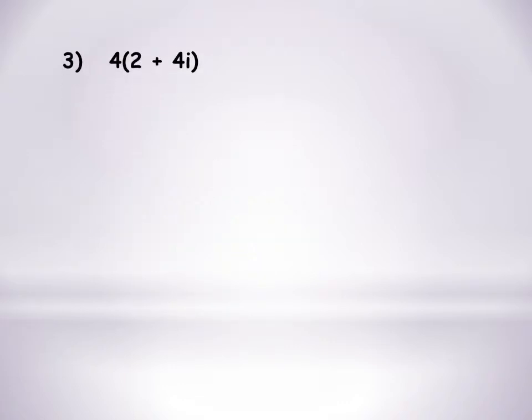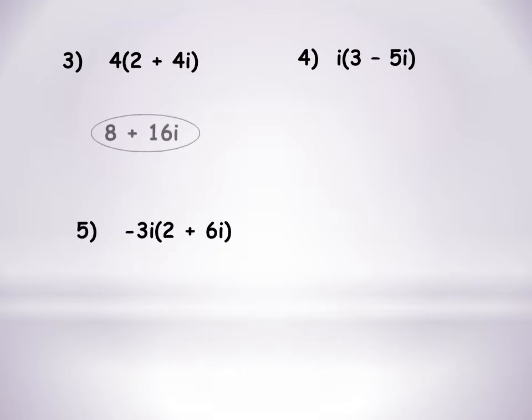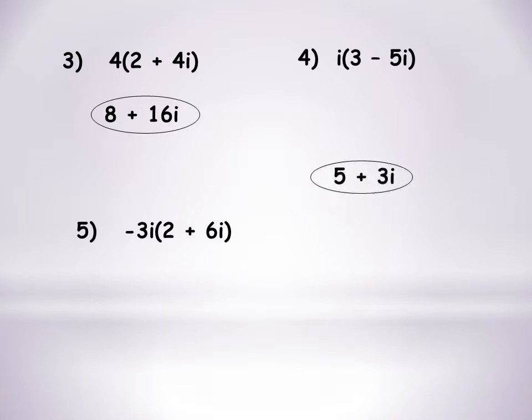When you're multiplying, you're going to do pretty much the same operations as you would do for any numbers. You would distribute the 4, and so you would get 8 plus 16i, remembering that you want to keep it in the a plus bi form, which it is already. On this next one here, you're going to distribute your i, so you'll have 3i minus 5i squared. But remember that i squared is negative 1, so this would be 3i plus 5, and then you need to switch it around to have it in the proper form, 5 plus 3i.